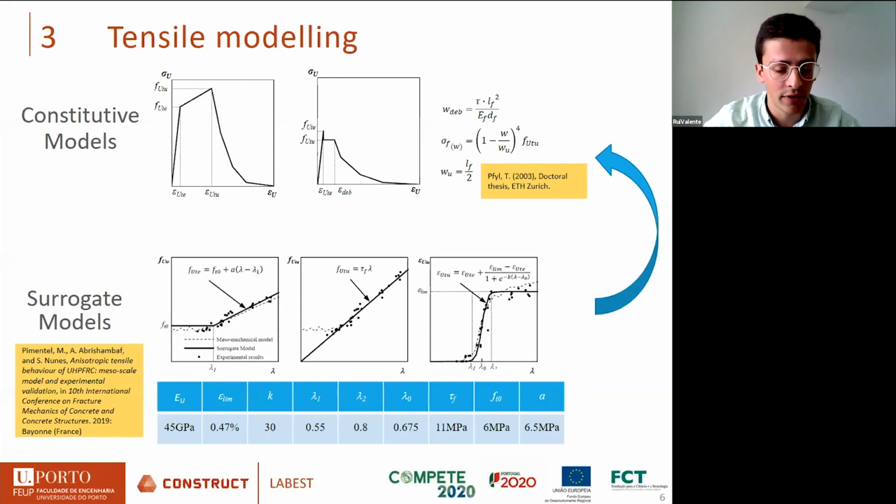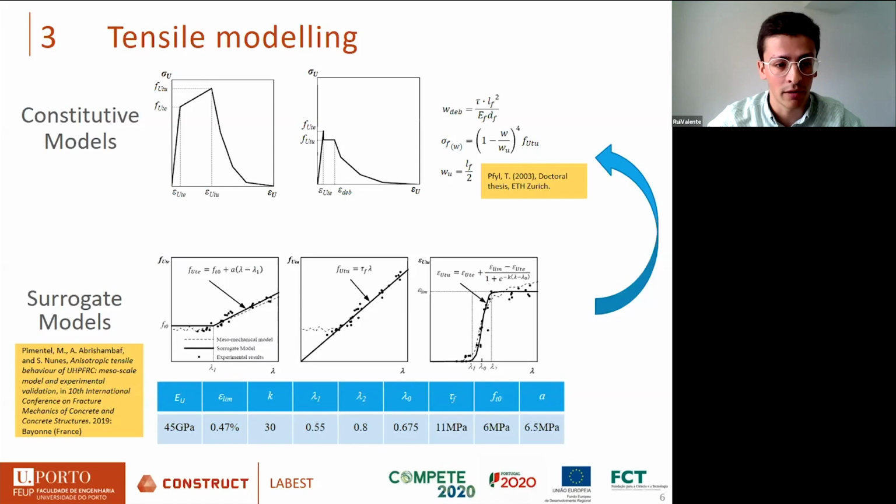Basically, the surrogate models, these continuous solid lines, are simple equations that reproduce the trends observed either experimentally, as you can see by these dots, and also observed by modeling the mesomechanical behavior of this material, as you can see by this dashed line. The values in this table are the model parameters for the surrogate model and for the mixture used in my studies.